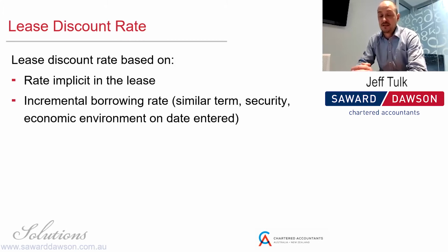For an asset, this incremental borrowing assumes that you're going to acquire that asset on a similar term, security and economic environment on the date you entered into the lease. So this would be simple if you're an organisation that currently has bank debt secured over certain assets. However, if you don't have that, you would need to go and look at the market to determine what a usual rate is, for example, for a commercial property if you're going to buy one. What sort of financing would you currently be able to achieve in your organisation for that type of asset based on a similar term, security and economic environment?